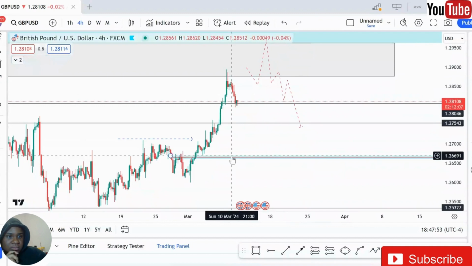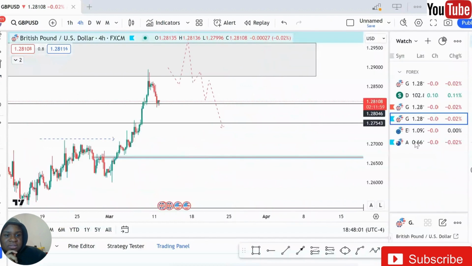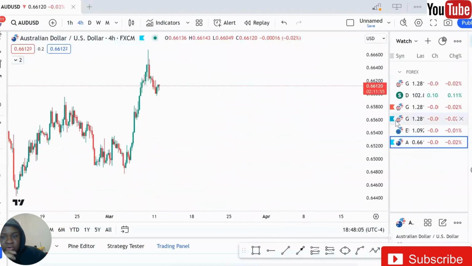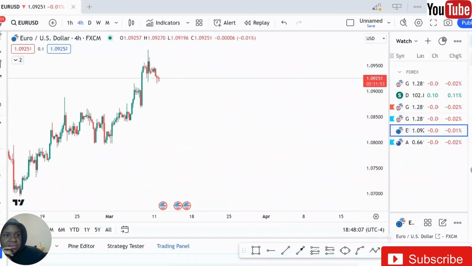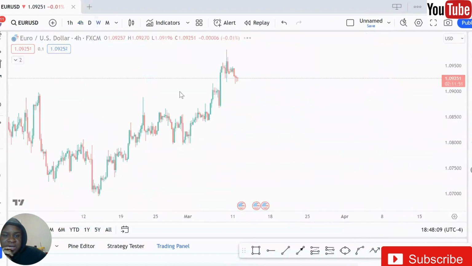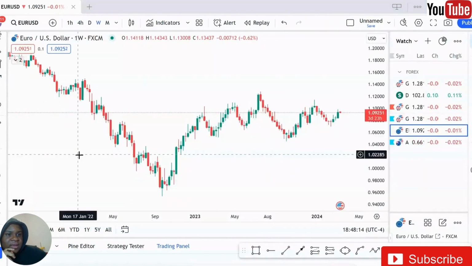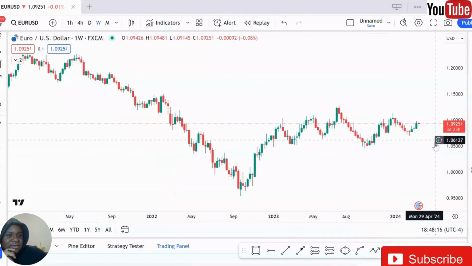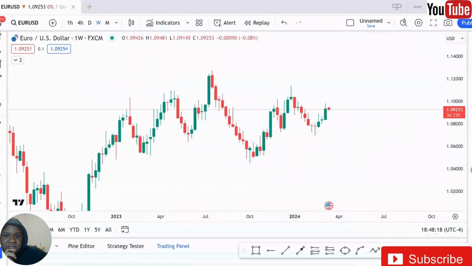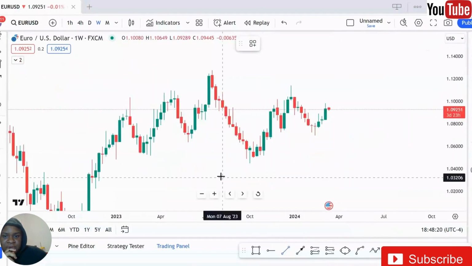Then for, my system hanged. Sorry, I'm trying to be very fast because of time. So for AUD USD, but let me go to EUR USD. For EUR USD 1 week chart, what am I seeing here? I don't have time. What am I seeing here? I'm seeing a break of structure here.